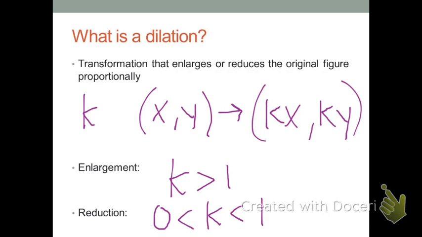So just like with our exponential growth and decay, with our b value, in order for this to be an enlargement, it's got to be greater than 1, and for a reduction, it's got to be between 0 and 1.